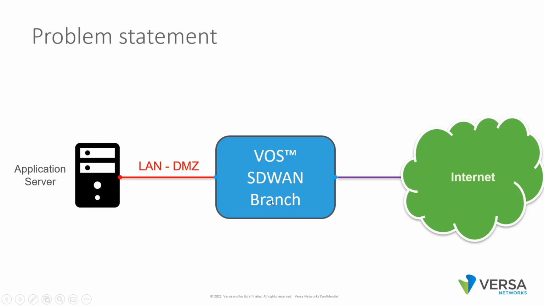So the problem might be when we have internet, we have certain internal server with the application, and we have the gateway device, which allows the users from the internet access service in the internal LAN zone or in the DMZ of your company.